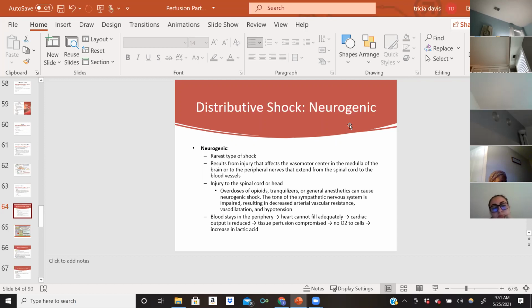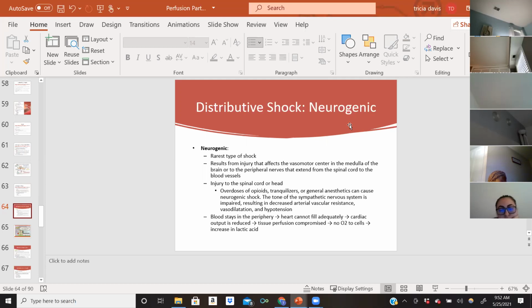So just some examples I have listed here: overdoses of opioids, tranquilizers, or general anesthetics can cause neurogenic shock. So it might be something that we do in the operative setting if we give too many anesthetic medications. It's going to cause the tone of the sympathetic nervous system to be impaired, which is going to result in decreased arterial vascular resistance, which is going to cause vasodilation and then hypotension.